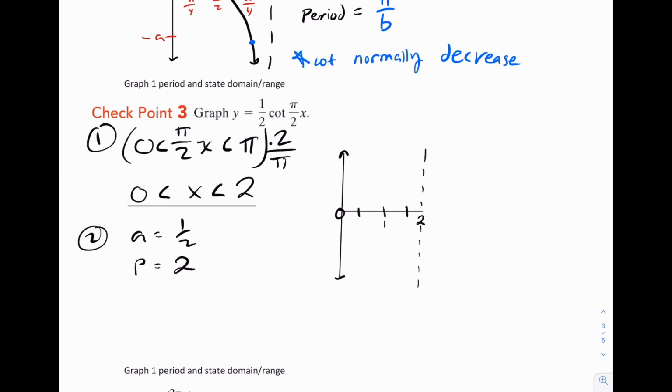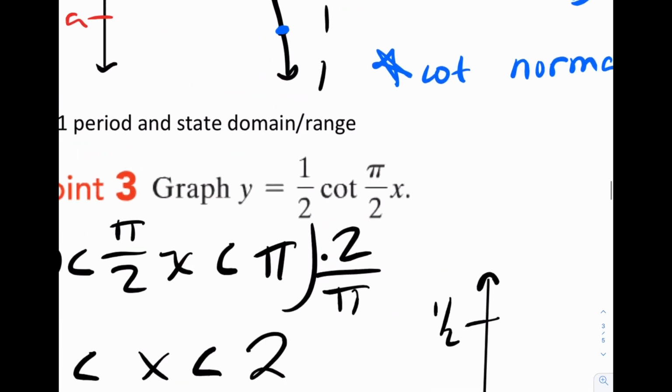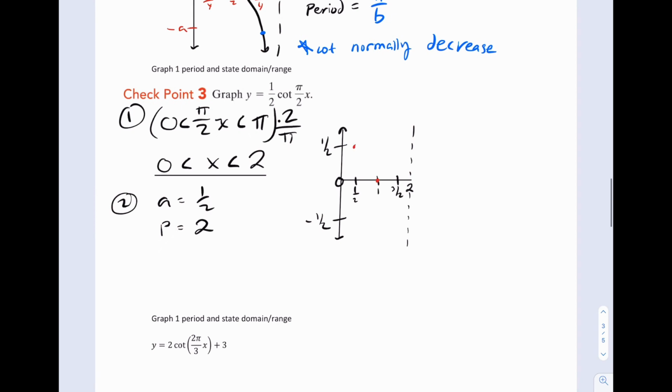Let's scale it. 1 half, 3 over 2. We're going to go up 1 half, down 1 half. And the points are pretty similar to tan. You always have your middle point. And cotan normally decreases. We can see that that's a positive half. So it will just decrease like a normal graph here. We'll put our wave in. Let's label 1 half, 1, 1 half, 0, 3 over 2, negative 1 half.